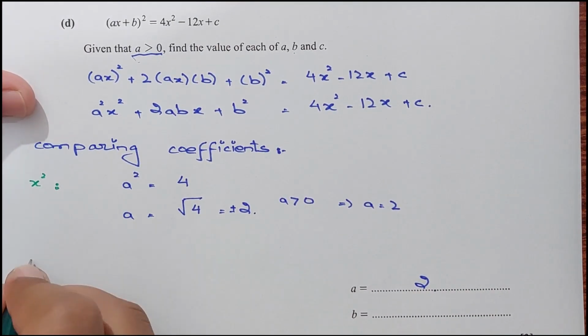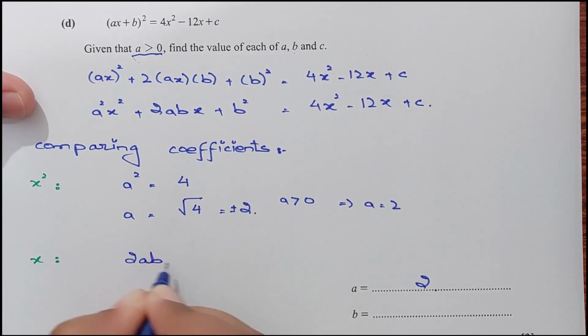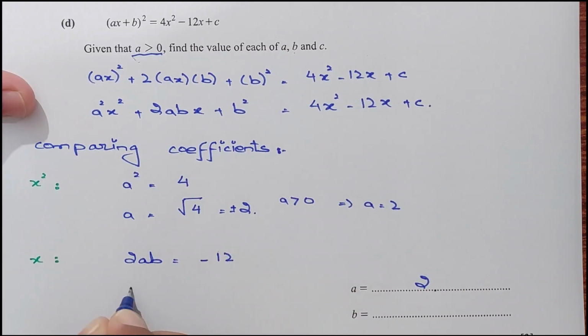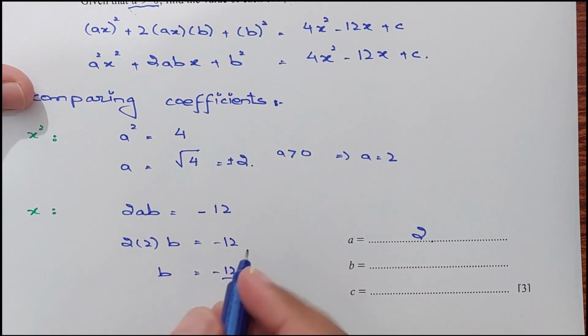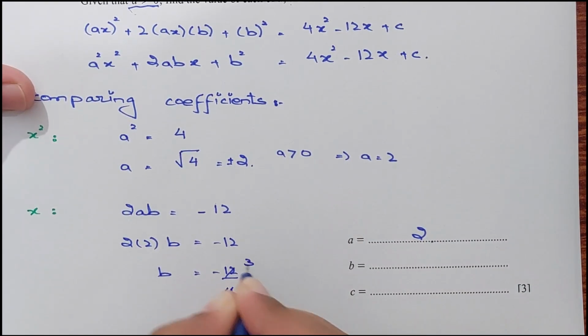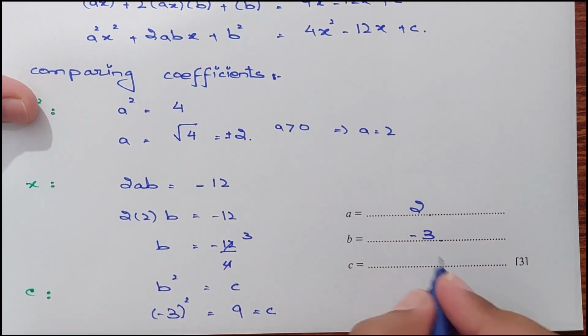The next is we have to compare the coefficients of x. The x coefficients are 2ab, and on the other side is negative 12. So 2a is 4, and b times 4 is negative 12. So b is going to be negative 12 over 4, since 4 times 3 is 12. So negative 3 is the b value. Now the last is we have to compare the coefficients of constants. The constant is b square, and we have c on the other side. So b is negative 3 whole square, which is 9, and that is the c value. So c is 9.